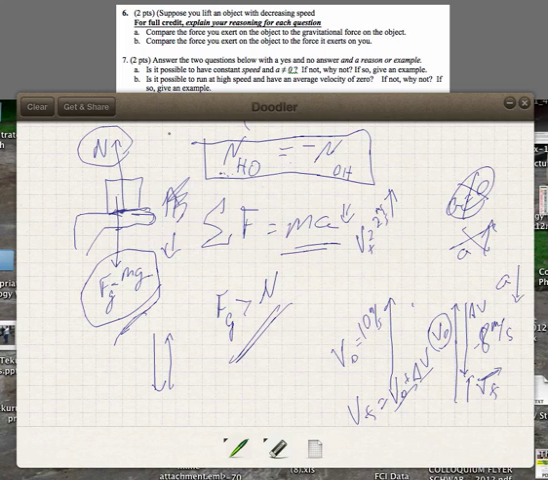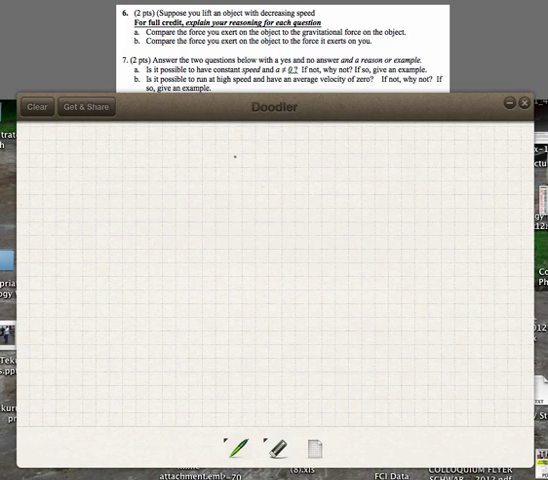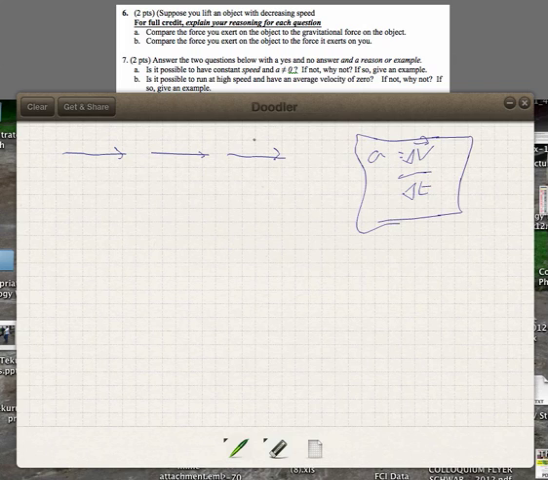So let's take a look at the next one. Is it possible to have constant speed and acceleration not equal to 0? Let's see. Here we have constant speed. We're always moving at the same speed. And we can see, acceleration is equal to the change in velocity over change in time. So there's no change in velocity here. So we might conclude that if the speed is the same, then the acceleration is always 0. And they're asking us, can it be non-zero?